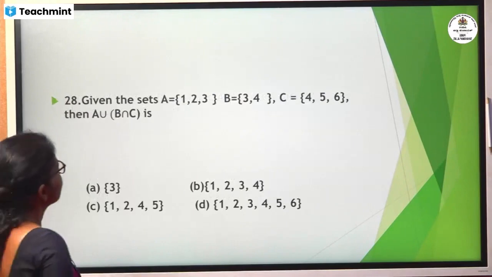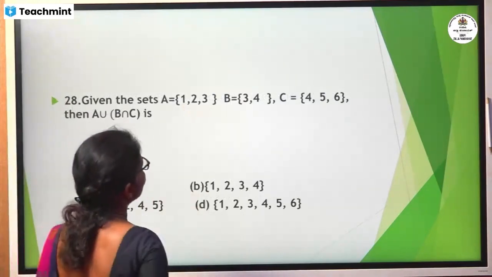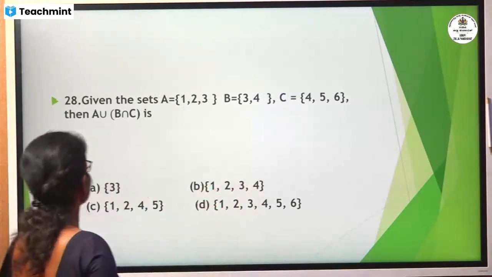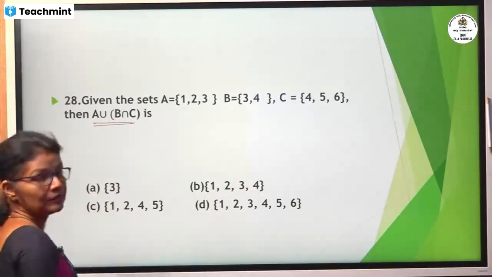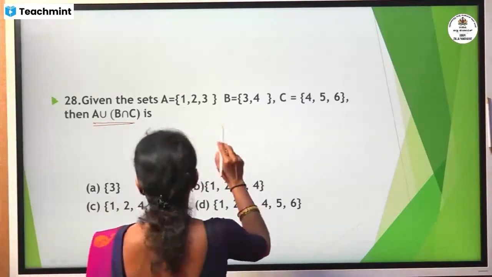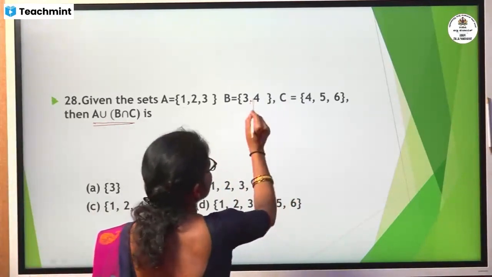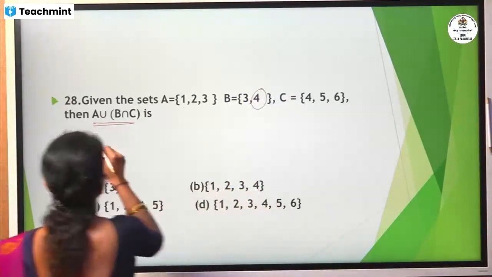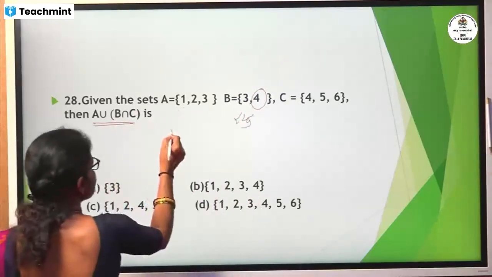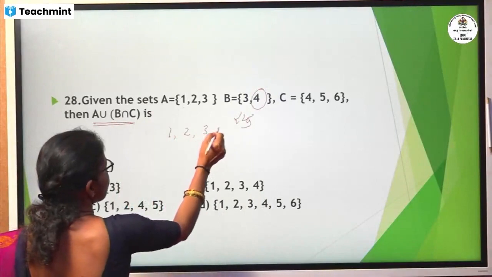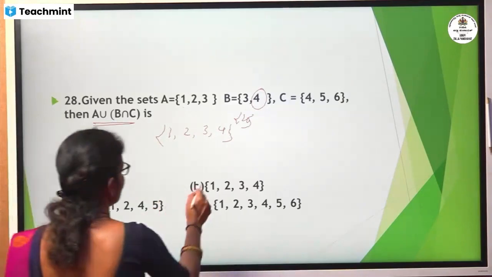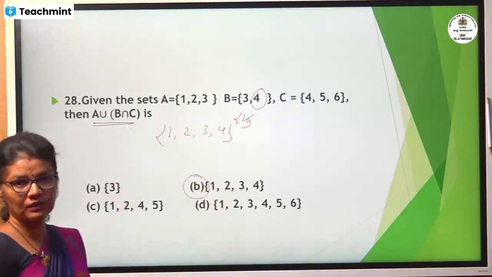Next one, the set A has 3 elements, 1, 2, 3, B with 3, 4, and C with 4, 5, and 6. So what is A union B intersection C? Now consider B intersection C. Common element to B and C now, that is 4. So A union the set with 4, right? So answer is 1, 2, 3, 4. That is A union B intersection C. If you check with the options, option B holds good.